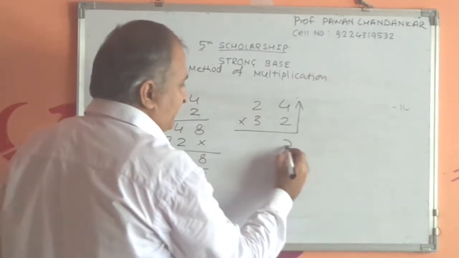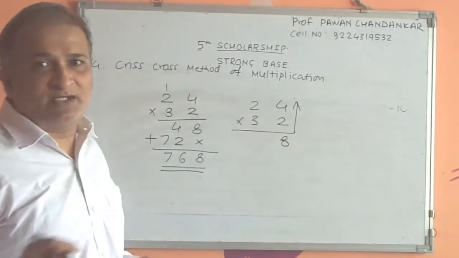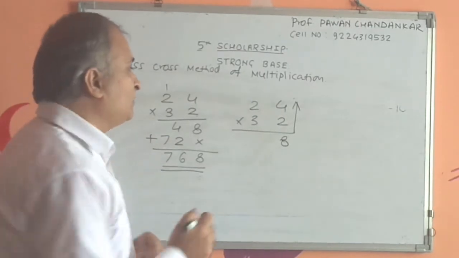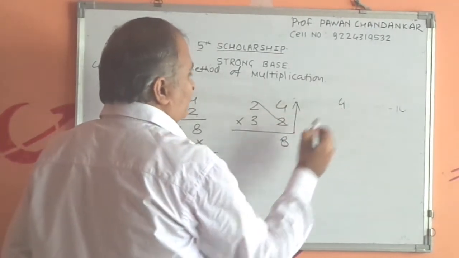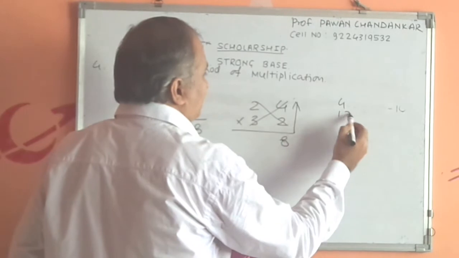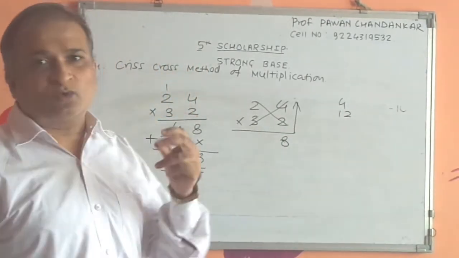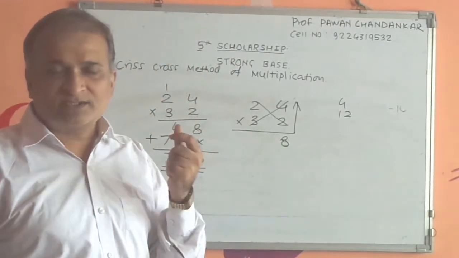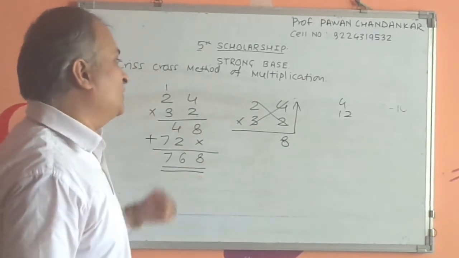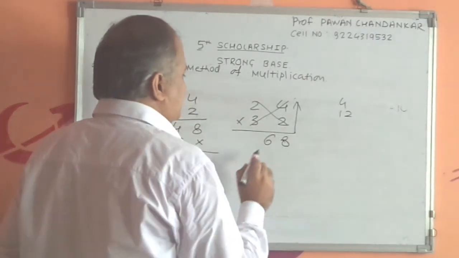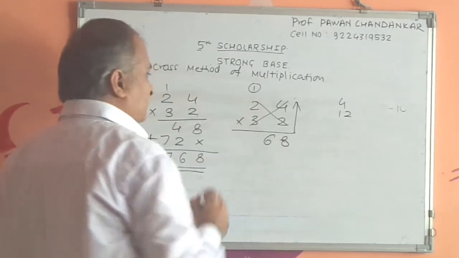4 2s are 8. Then do the crosswise multiplication, kids. See how? 2 2s are 4. Take 4 in mind. Okay, 4 3s are 12. So 12 plus 4 is what, kids? 12 plus 4 is 16. Very good. So write 6 as it is and carry 1 over here.